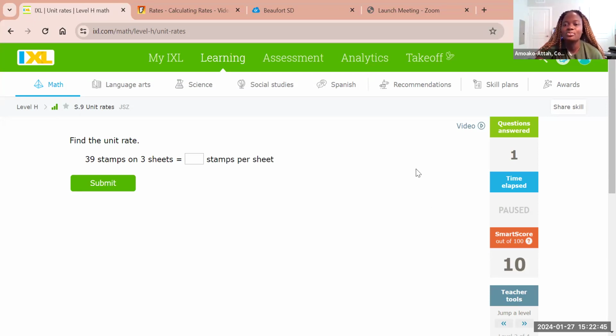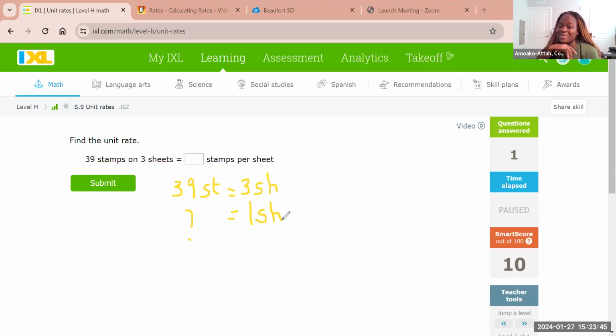So what do we do? 39 stamps on 3 sheets, right? 39 stamps is going for how many sheets? 3 sheets. So what's the problem? We don't know how many stamps go for 1 sheet. That is one pair: stamps per sheet.